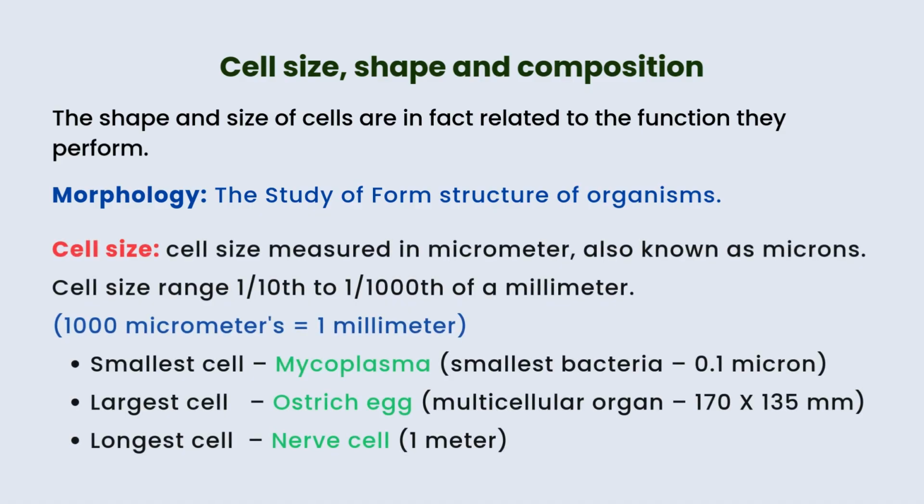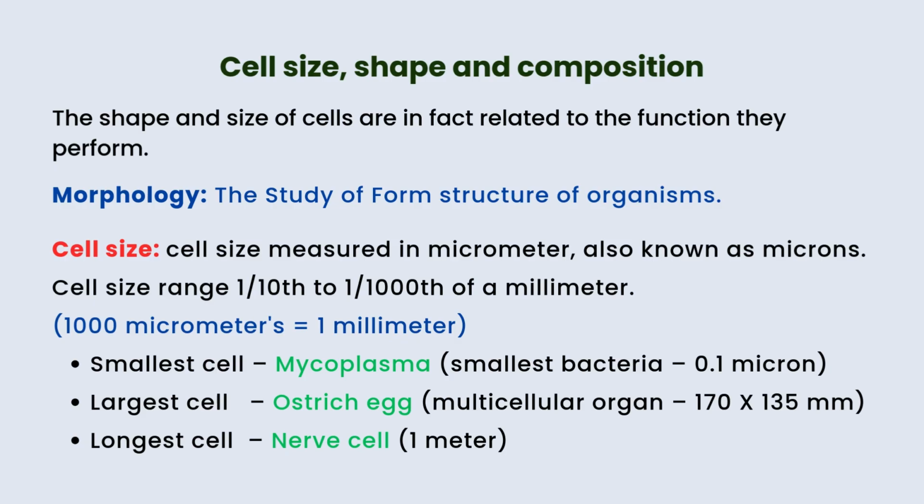Okay, the cell size. Cell size is measured in micrometer, also known as microns. Cell size ranges from 1/10 to 1000 of a millimeter. Do you know 1000 micrometers is equal to 1 millimeter?